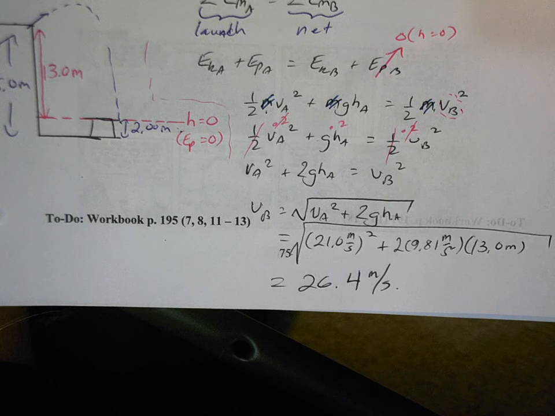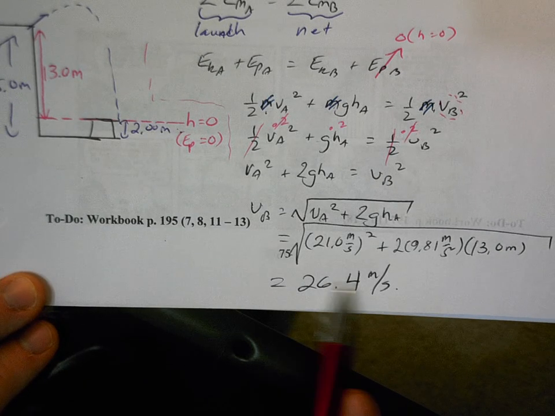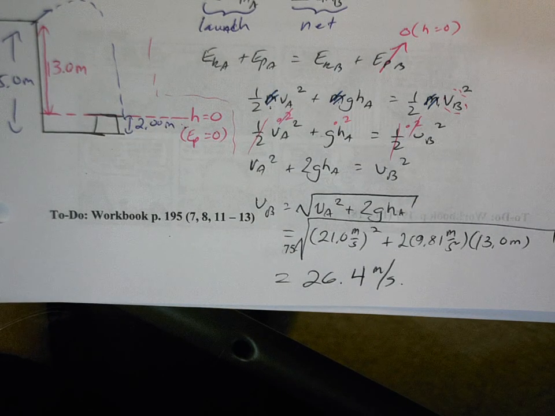The disadvantage is we can't find the angle without going through some of the labor work, which is a little unfortunate, but it is what it is. There's always going to be drawbacks to our little shortcuts. So using conservation of energy, we found that the speed when this person hits the net is 26.4 meters per second.